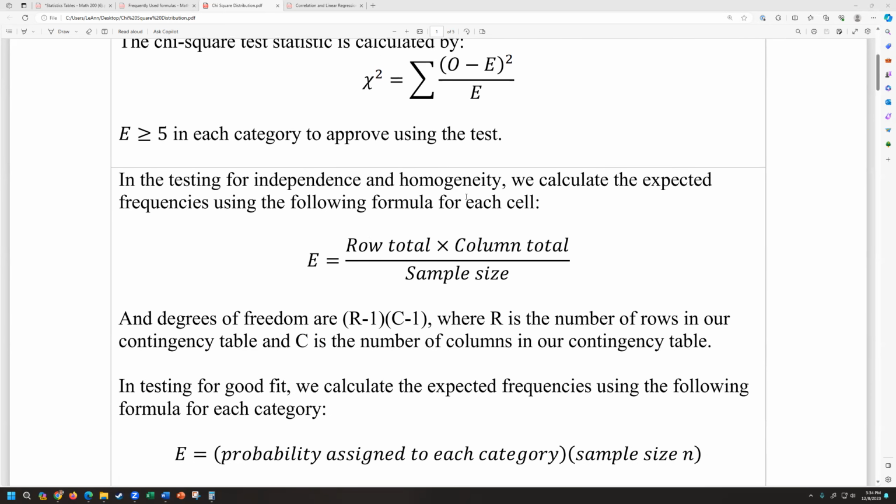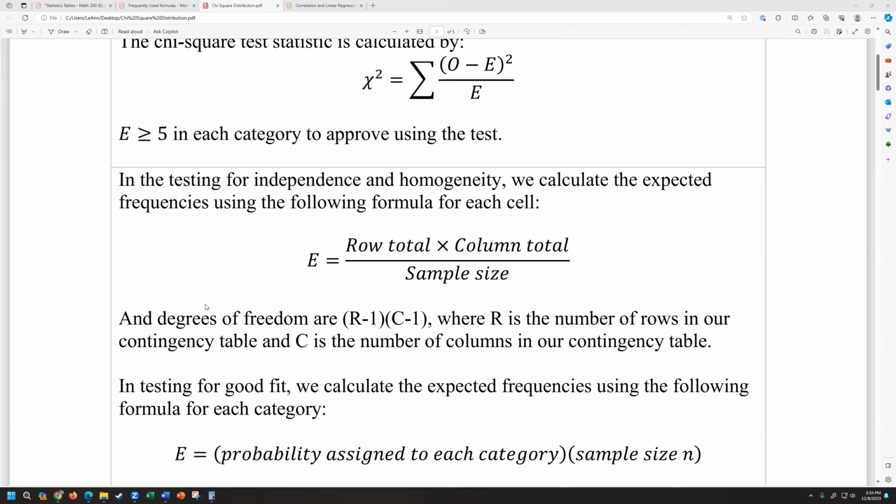So in testing for independence and homogeneity, they're both kind of set up the same way. We calculate the expected frequencies, that's our E's, using the following formula for each cell of our contingency table, because everything will be presented to us in a contingency table. We do each row total times column total per cell and divide that by the sample size, and that gives us our E for that cell.